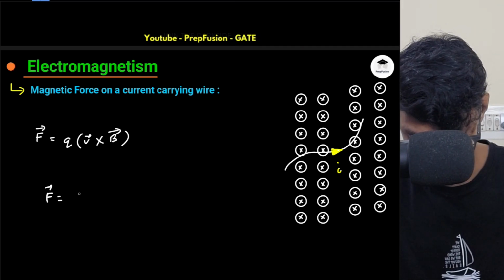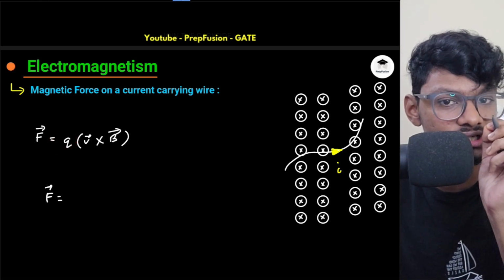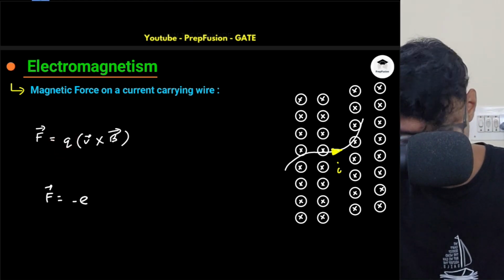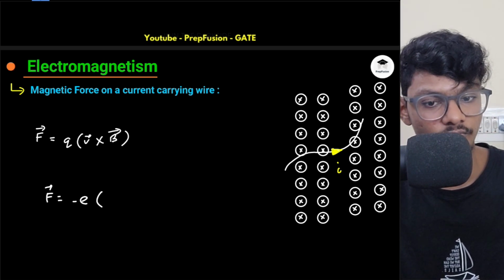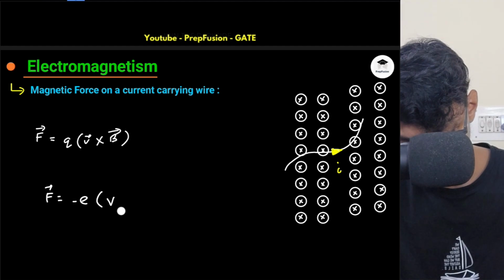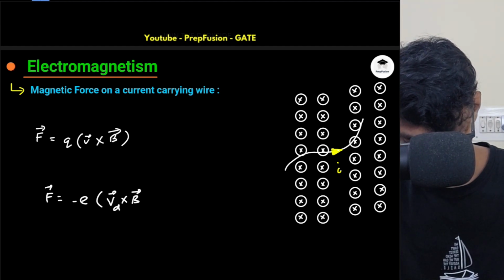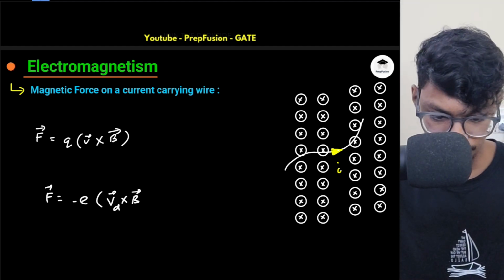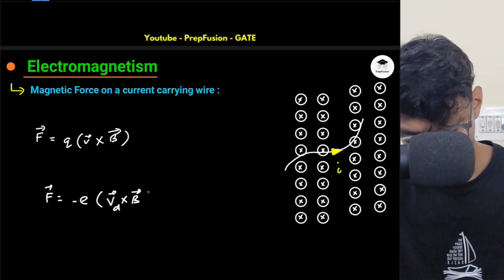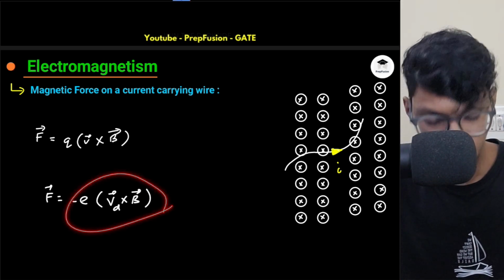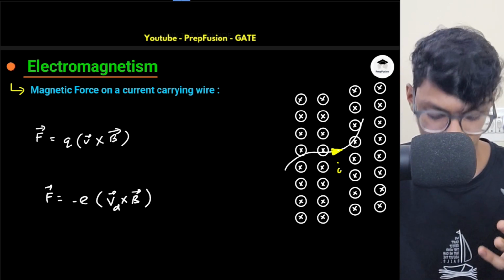So force will be equal to Q. What is Q here? Force on each electron. What is the force on each electron? The charge of each electron is minus e, so the force is minus e times V cross B. What is V? It is Vd, the drift velocity. It will be drift velocity cross B. So this will be the force experienced due to a small electron.